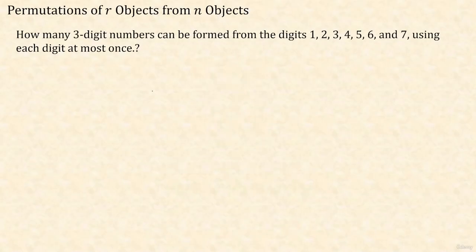In this video, we're going to look at permutations of R objects from N objects. So this first question says, how many three-digit numbers can be formed from the digits 1, 2, 3, 4, 5, 6, and 7, using each digit at most once? We'll start by just thinking about your options.